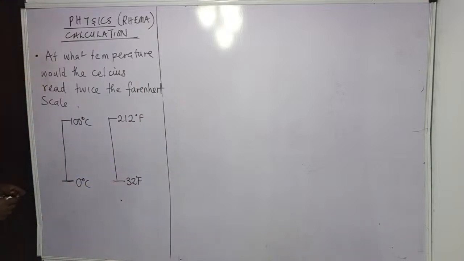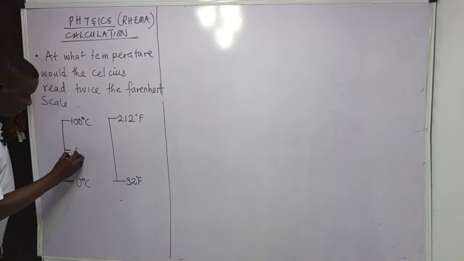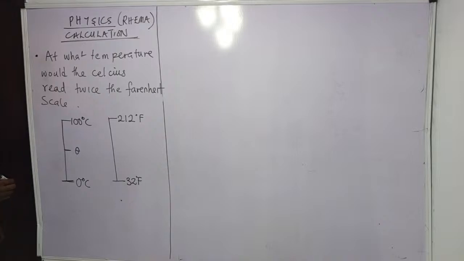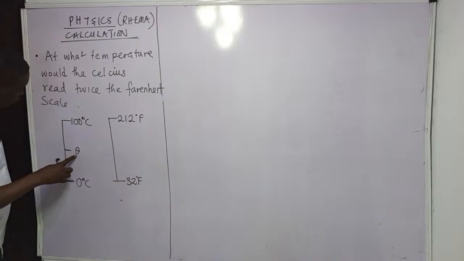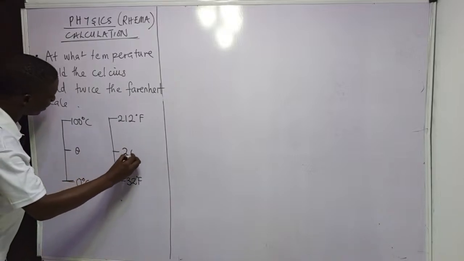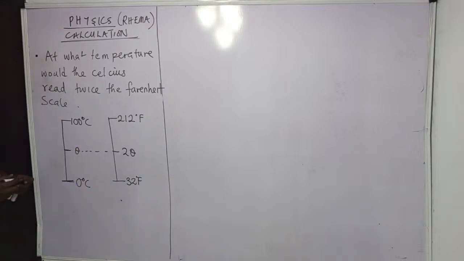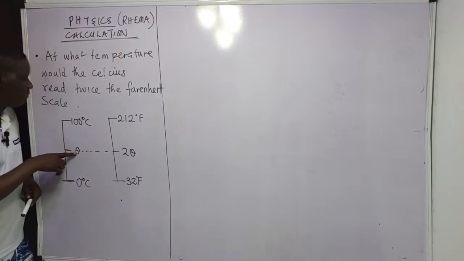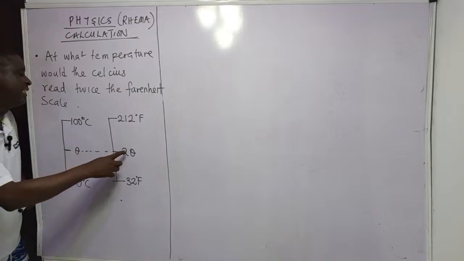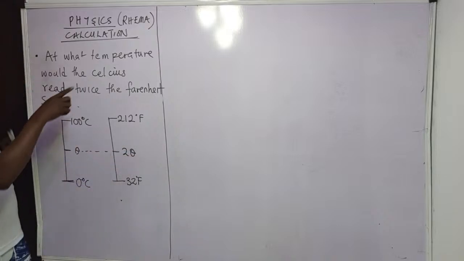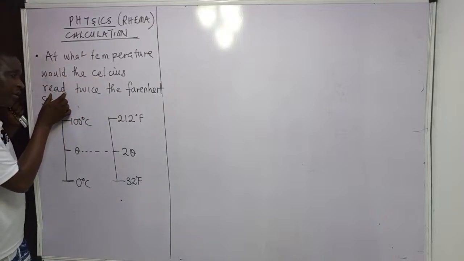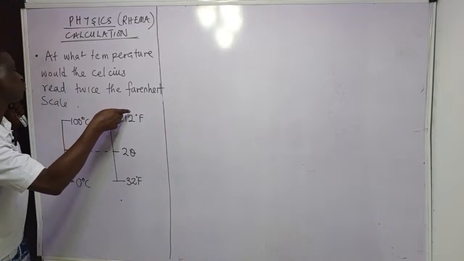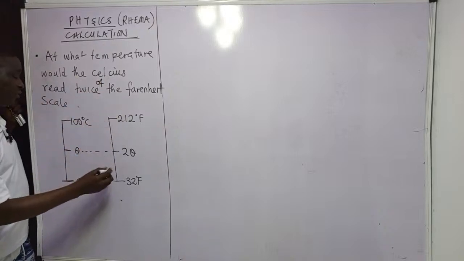Now, they said at what temperature would the Celsius scale reach twice the Fahrenheit scale. Let's say the Celsius scale reads theta. The Celsius scale will now read 2 times the Fahrenheit scale. That means there will be a reading for the Celsius scale which will read times 2 of the Fahrenheit scale. So that's why we put theta.